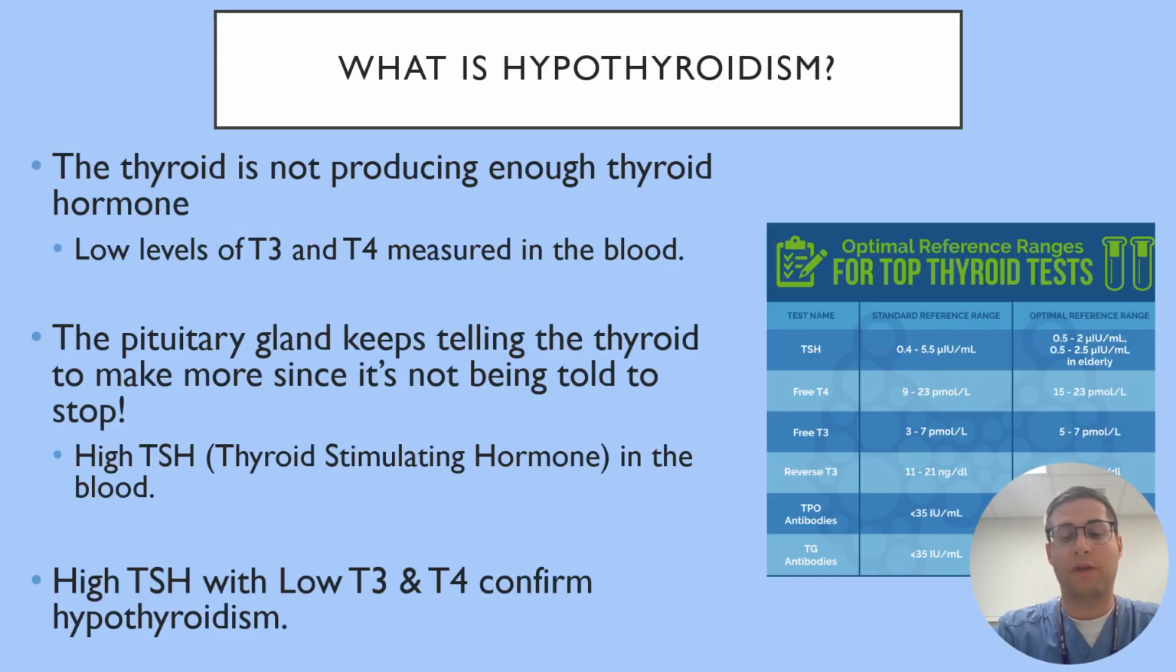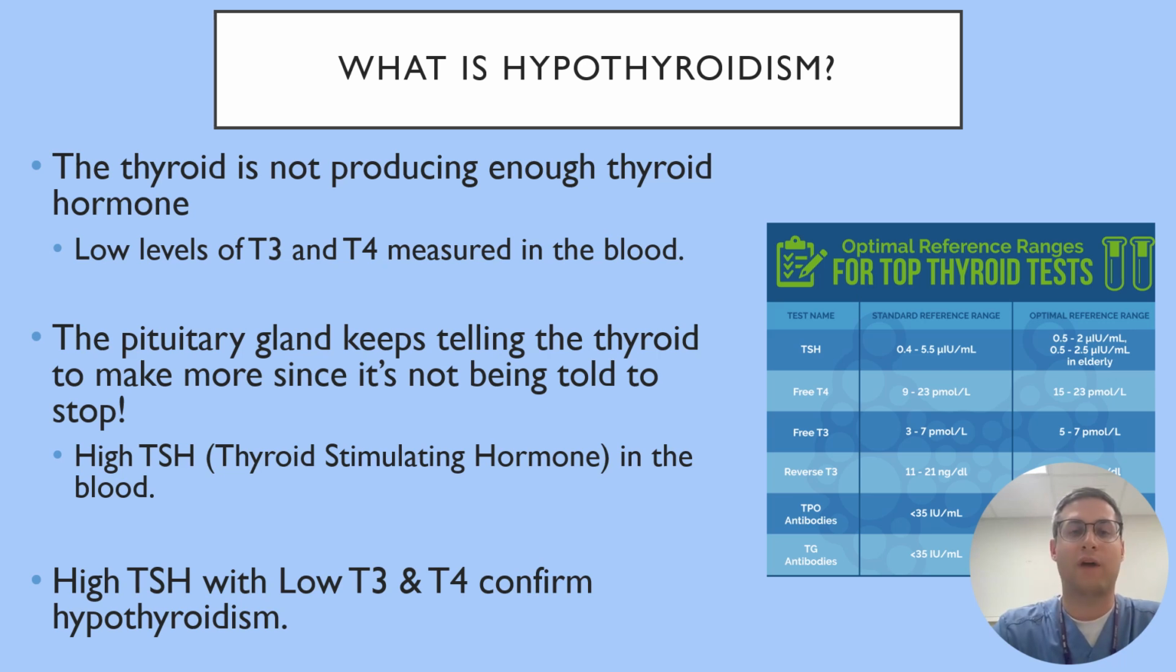So what is hypothyroidism? Let's circle back to our definition of the condition. It's a thyroid that is not producing enough thyroid hormone, essentially low levels of T3 and T4, the product that your thyroid makes. The pituitary gland continues to detect that there are low levels of T3 and T4 in the blood and keeps trying to tell your thyroid to make more of the hormone. But unfortunately, because of various reasons, your thyroid is unable to answer that request.